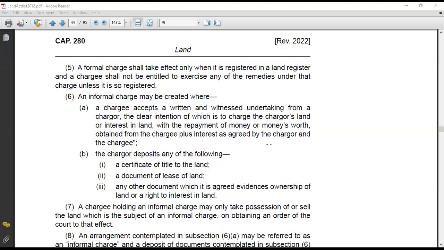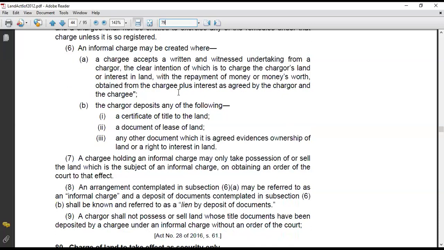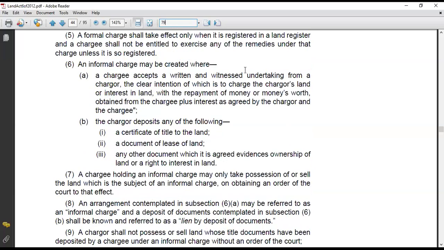You use the language used under the Land Act. You go direct: it is an informal charge. You don't need to say it's unregistered; it's an informal charge. It's an informal charge because the chargee gave the offer letter to this person, he signed it, then he deposited the title deed, but the charge has not yet been registered in the registry. Understood? That is your explanation, and you earn your 2 marks.